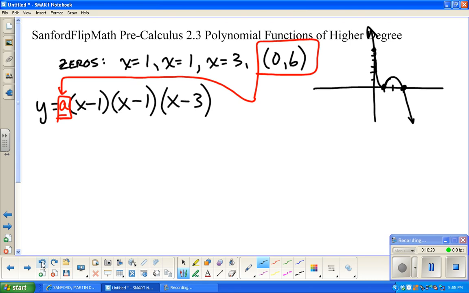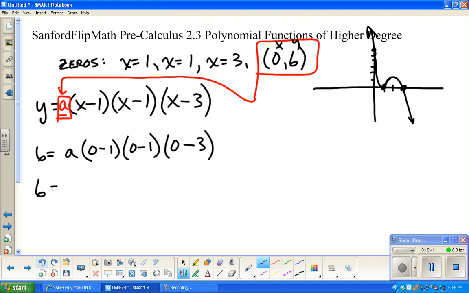So the question is, how do you find that a? Well, you just substitute in the 0 and the 6. So this is an x, this is a y, so 6 equals a times 0. I'm going to write all this out. So all I'm doing is substituting in 0. Well, all of this stuff, this is just -1 times -1 times -3. That's 3. Sorry, negative 3. And we just divide both sides by -3. A equals -2.